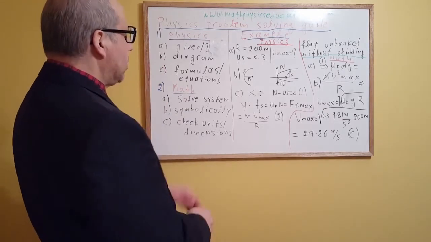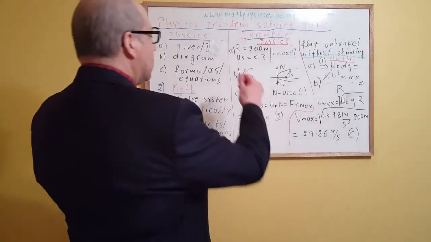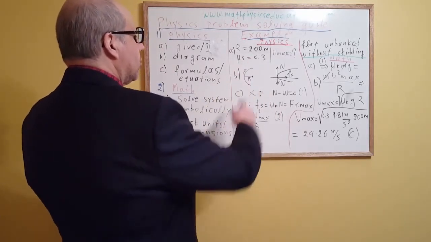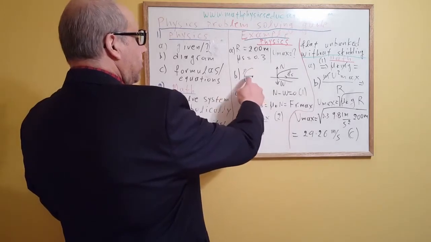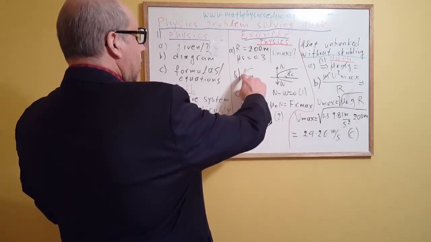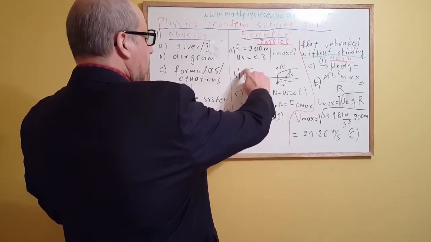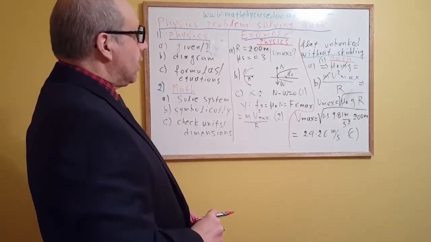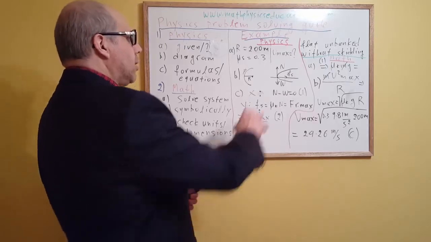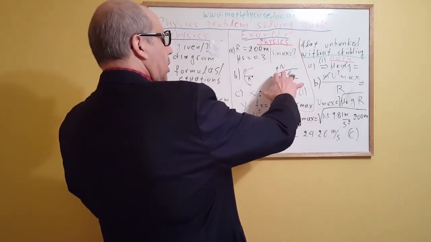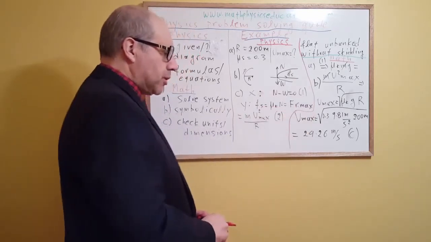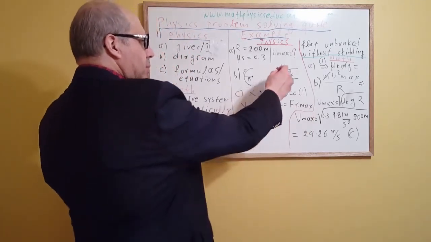Now for B, let's do a small diagram here. That's the diagram. This is the curve, this is the radius, and let's say the car is moving in this direction. And now here we would also do something which applies in a lot of problems in physics. That's a free body diagram.